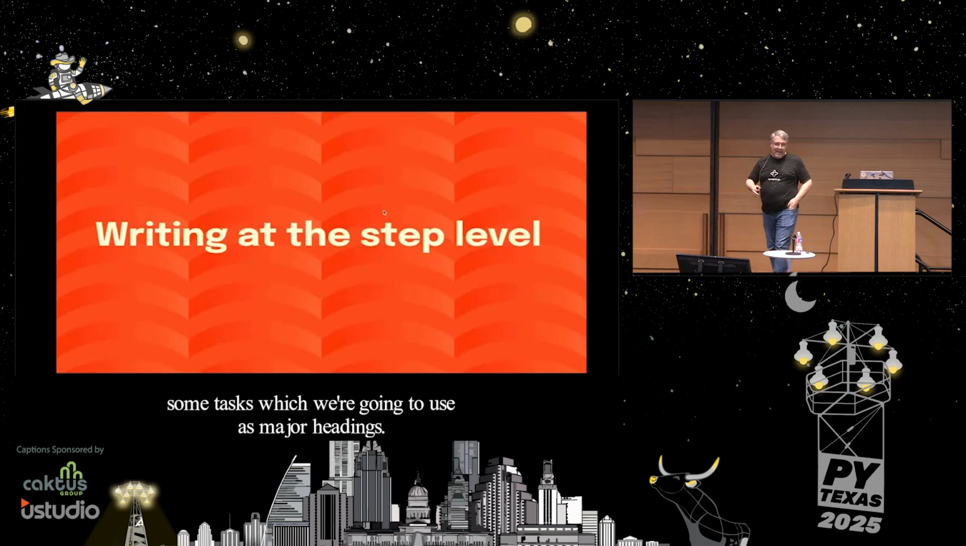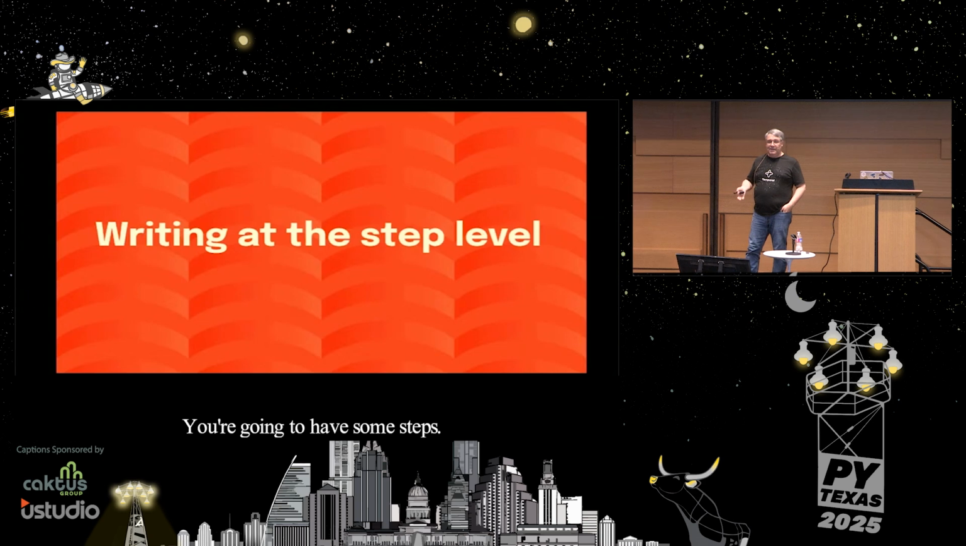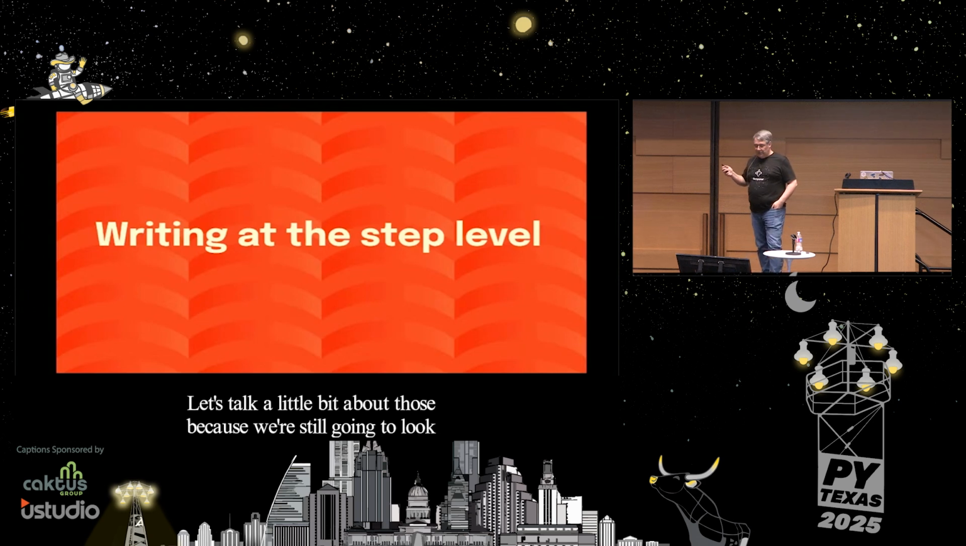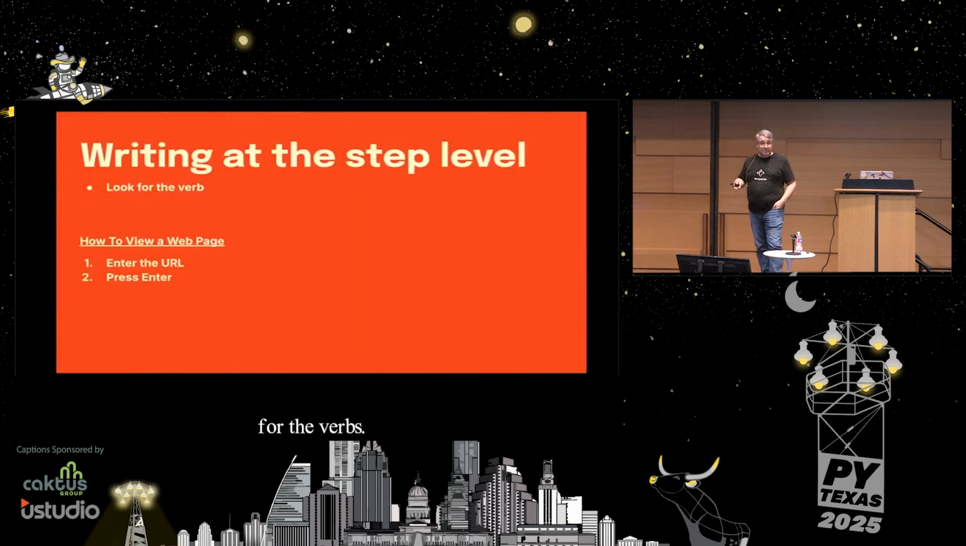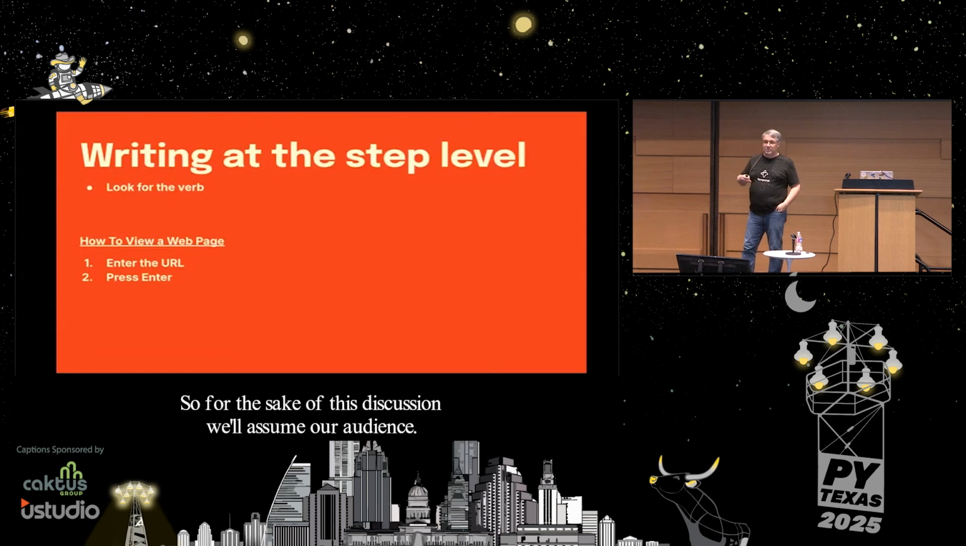Now, we identified some tasks which we're going to use as major headings. Within the major headings, you're going to have some steps. Let's talk a little bit about those because we're still going to look for the verbs. Consider your audience. For the sake of this discussion, we'll assume our audience, we're going to stick with the browser. The audience is somebody who's never used a browser before. They're a time traveler from 1994.